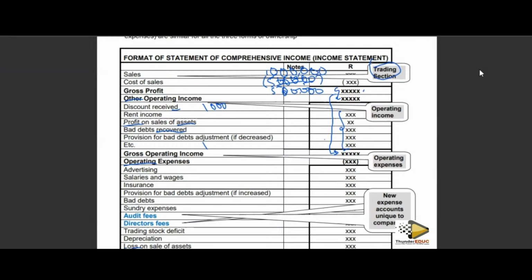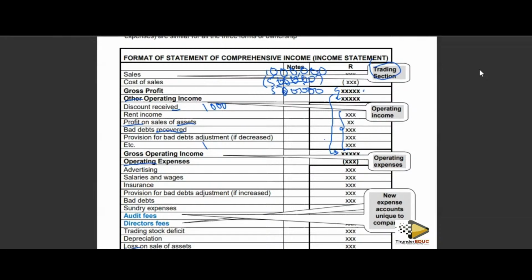Then salaries and wages: this is the money the business pays its employees. This amount must also be written under operating expenses. Insurance: your business is insured for any risk, so when you pay for insurance, it's also an expense. Provisioning for bad debts, adjustments, we shall explain this when we do it.